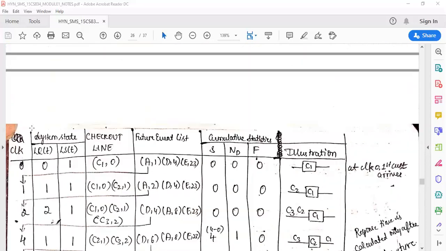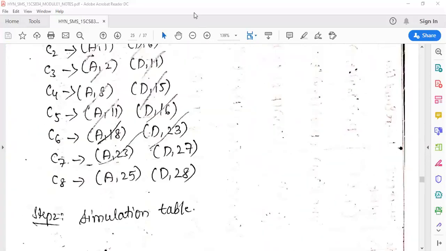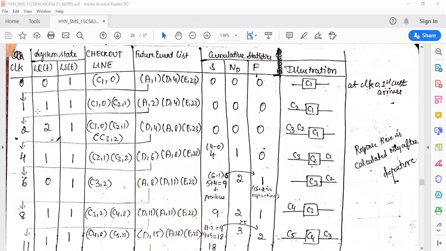So A comma 2 means what? A comma 2 means the third customer has arrived, right? The second customer had arrived, and now the third customer has arrived. So I will write it as C1, C2, C3. He has to wait in the queue, right? So I will come here. How many people are there in the queue? 2 people are there in the queue. So I will write 2 here.